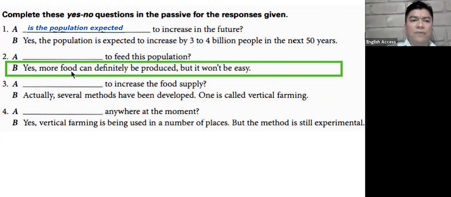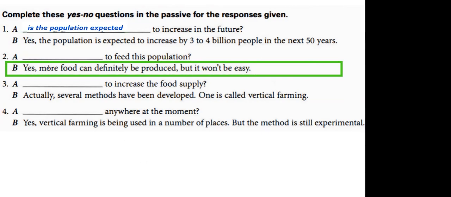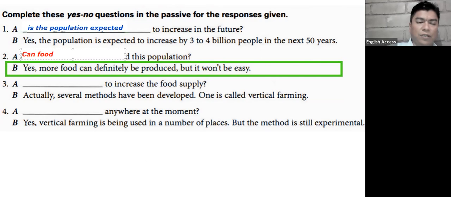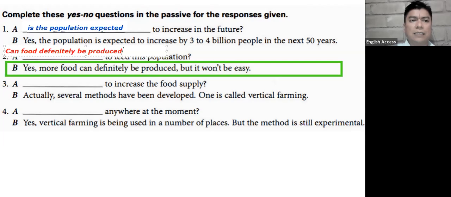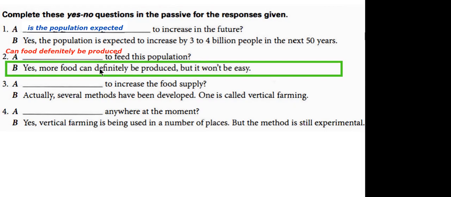The answer is yes. More food can definitely be produced, but it won't be easy. What is the question? Can food definitely be produced? And food, continue. Definitely be produced. There is something wrong with the question. Can you find out what the problem is? I think it will be, can food be definitely produced?